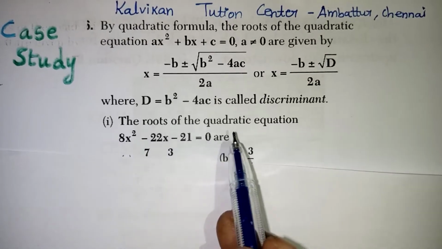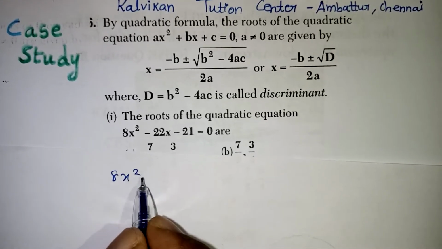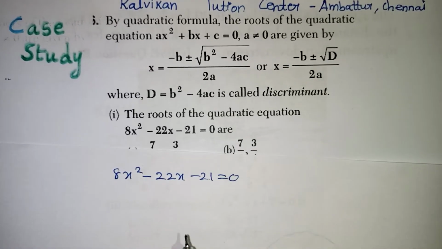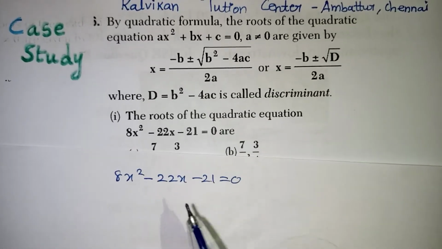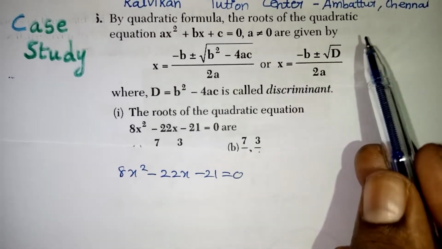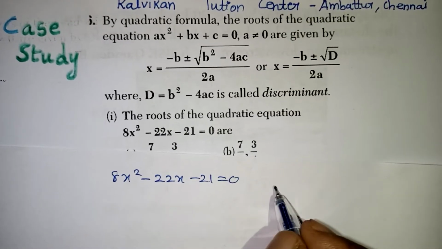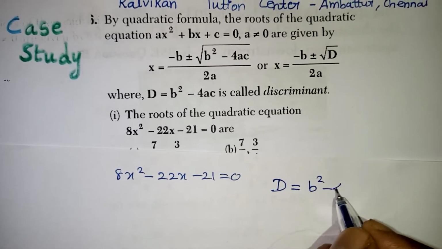The roots of the quadratic equation: they have given a quadratic equation, that is 8x squared minus 22x minus 21 equal to 0. Find the roots. That is your question. We can apply the formula, then we can find this. This is very simple because we can find D first, then we can apply it directly. Let us find the discriminant. D is equal to b squared minus 4ac.